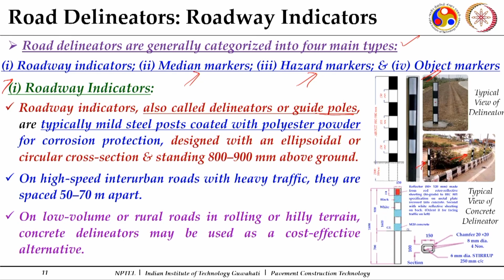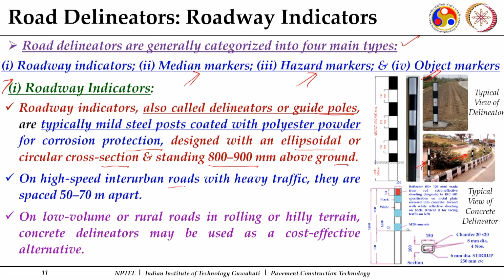Roadway indicators, called delineators or guideposts, are typically mild steel posts coated with polyester powder for corrosion control, designed with an ellipsoidal or a circular cross section. This has to be as per the IRC 79 requirements. They stand at a height of around 80 to 90 centimeter above the ground. So, this is a typical requirement for these guideposts.